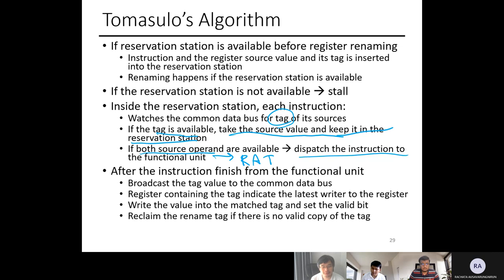After the instruction finishes in the functional unit, because you're done, you broadcast the tag and the value. Say, hey, who else needs B? So that everyone can update. Whenever someone needs B, you can write the value into, for example, the register that contains the tag. You write the value into the matching tag, and if the valid bit is 0, now it becomes valid. So you set the valid bit.